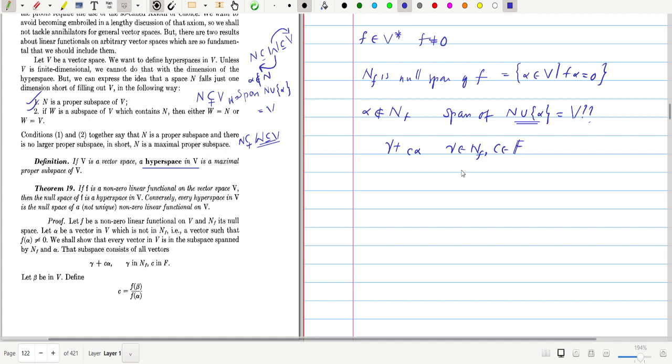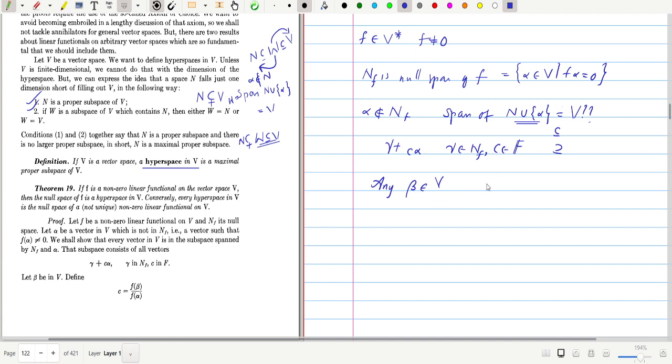That means any beta belonging to V can be written in this form. One inclusion is always there, so we need to prove the reverse inclusion. That means every element beta can be written as an element of the span of N union alpha, that is, gamma plus c alpha. So we start with beta belonging to V.